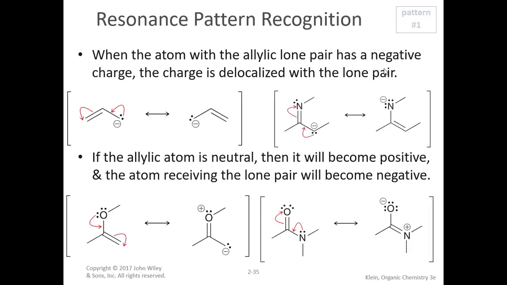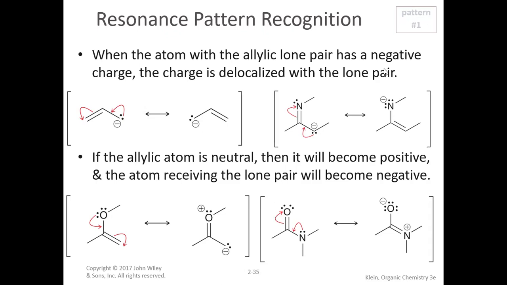When the atom with the allylic lone pair has a negative charge, the charge is delocalized with the lone pair. So these are all resonance forms, right? The actual hybrid of all of these is going to be the correct thing. So in our first one, the carbon on the right has a negative charge, the carbon on the left has a negative charge. The hybrid is an average of those, right? Same thing with the rest of these.